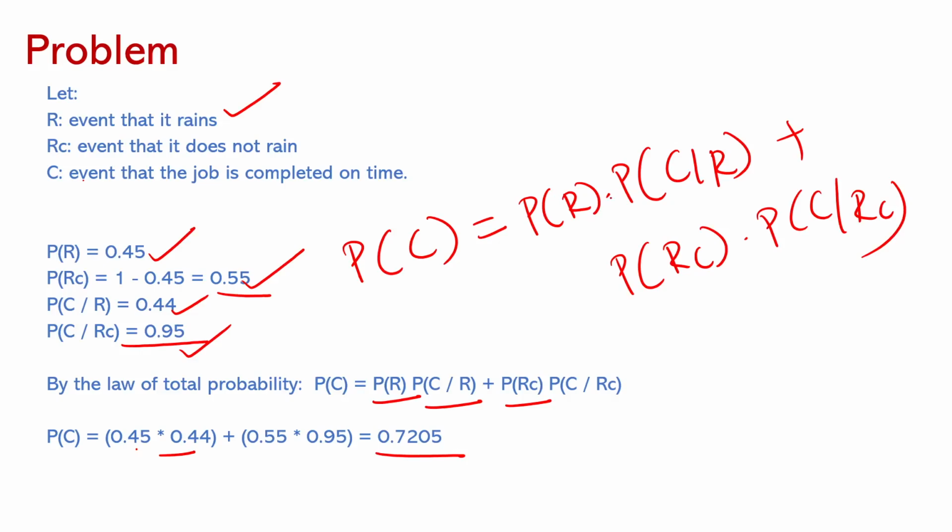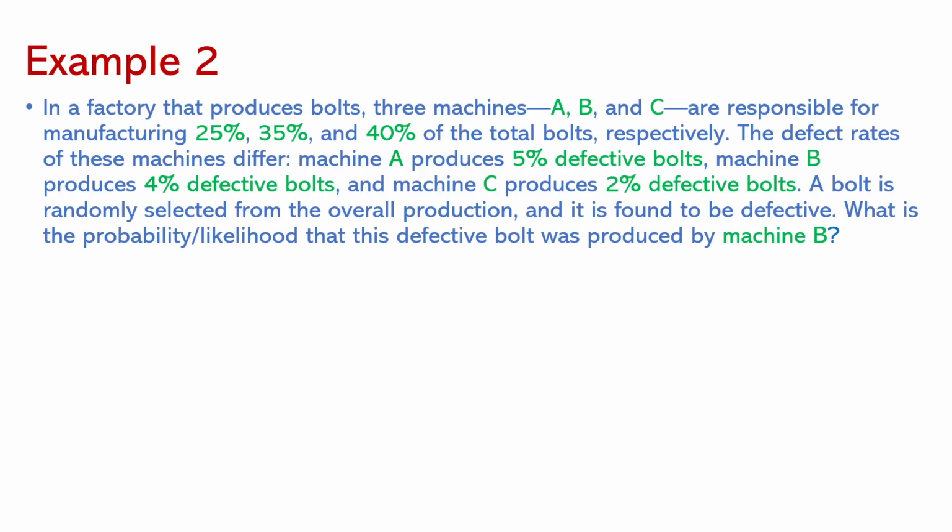So here also we are using P of R into P of C given R, plus P of R complement into P of C given R complement. So we are using the Bayes theorem derived from the conditional probability logic. Okay, let's see another interesting problem on Bayes theorem.